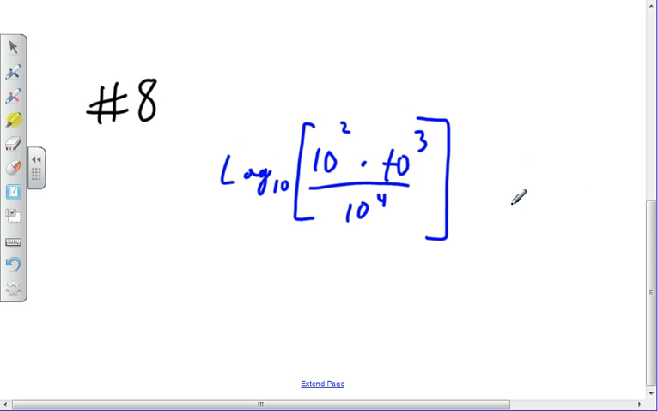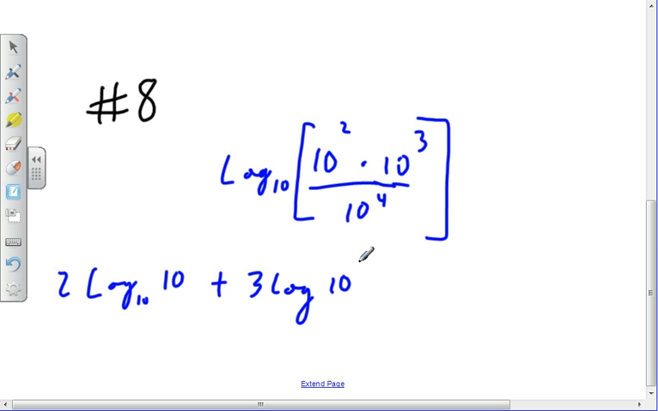Okay, so I got that. So I can say that that's 2 log base 10 of 10 plus 3 log base 10 of 10 minus 4 log base 10 of 10. Okay. Well, what's log base 10 of 10?